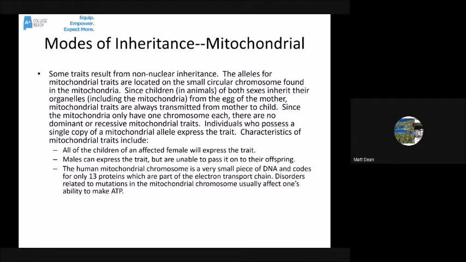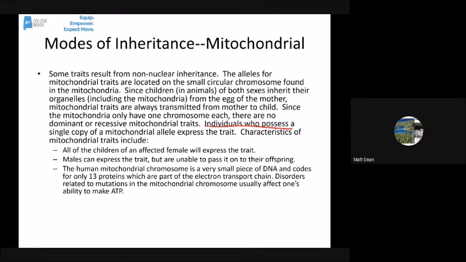The final one of these we'll talk about is mitochondrial inheritance. Remember that mitochondria has non-nuclear DNA, a small chromosome. It looks like a bacterial chromosome. These seem to be passed on always from mother to child, not from father to child, and from mother to every child. So there's really no dominant or recessive mitochondrial traits because the mitochondria only has one chromosome in it. So if you get a copy of the allele, you have the trait.